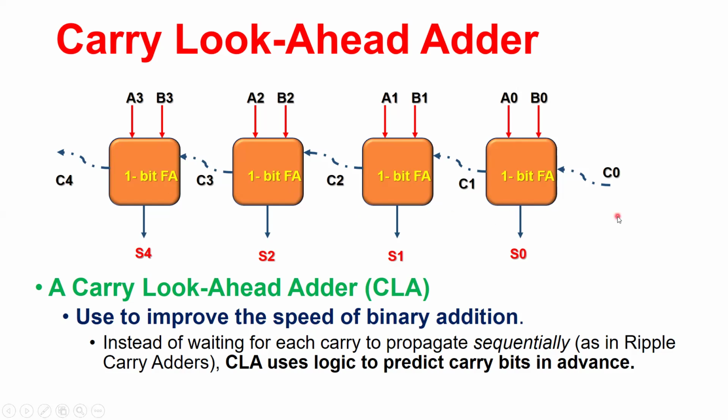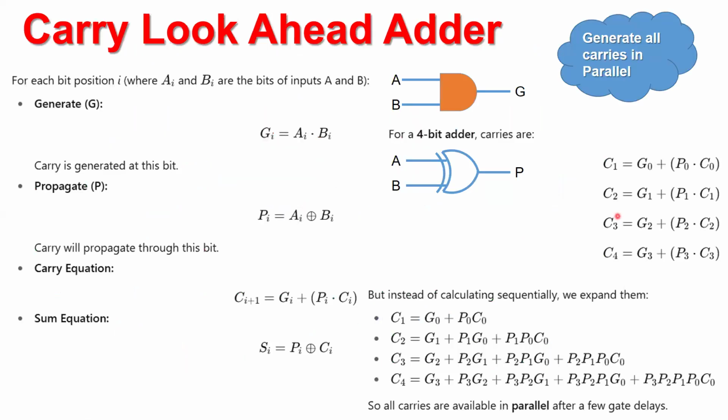So what is the basic concept of it? We'll see that through this slide. Here you see that you have AND logic. The output of the AND logic is called generate, and then you have XOR logic. The output of it is called propagate. So we have to do two things: generate the carries, and propagate them if they are generated.